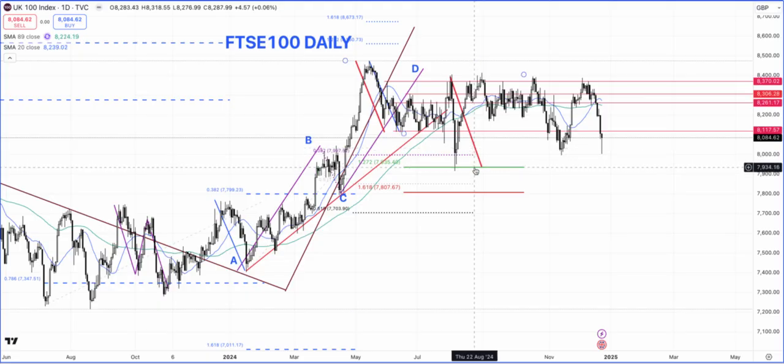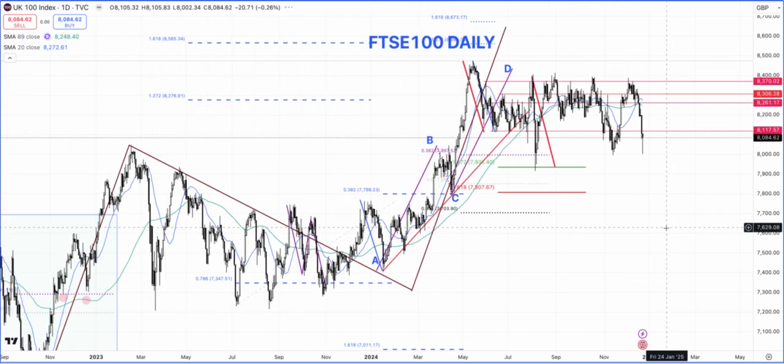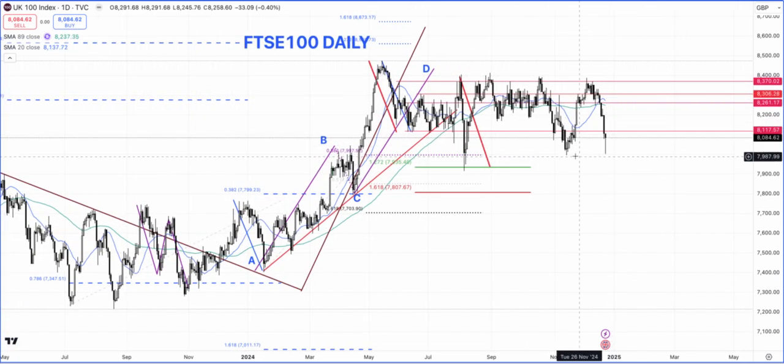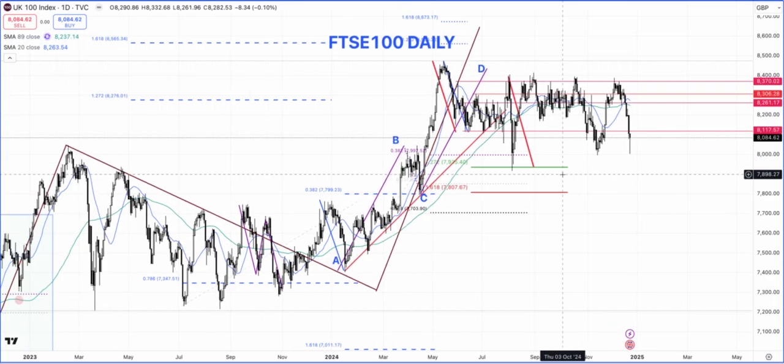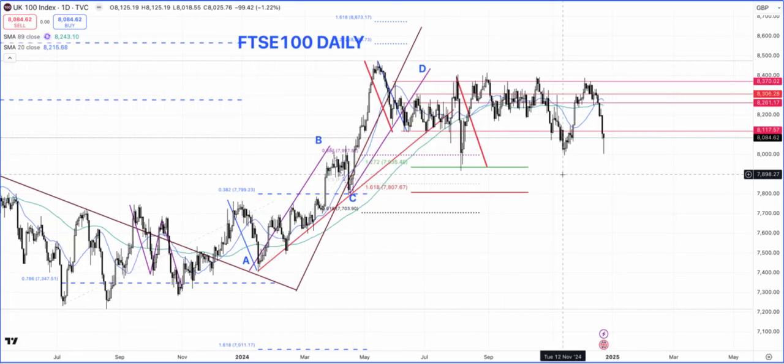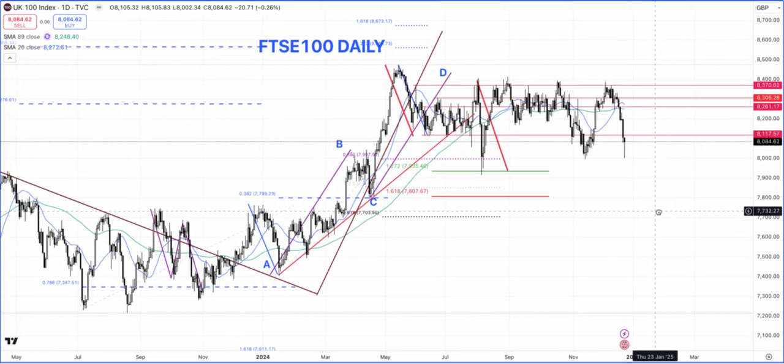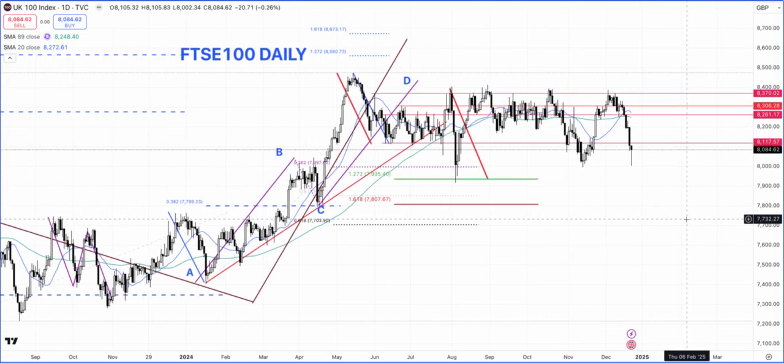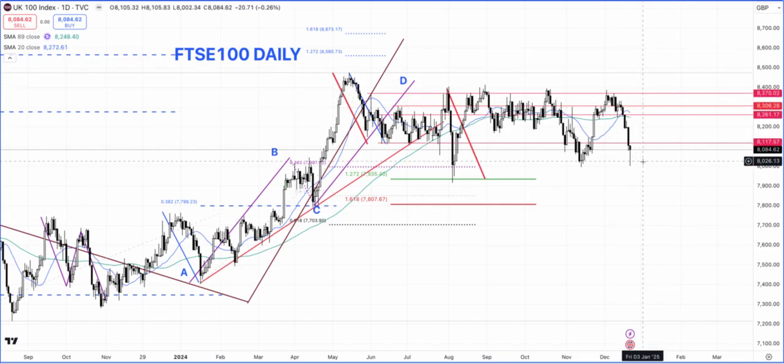CD leg is 1.272 times the AB leg, and it's just been range bound, but it did pull back quite hard right towards the bottom of this range. So next week we might see some further range bound price action. And if the British pound begins to rally versus the US dollar, that could put some strain on this index as well.